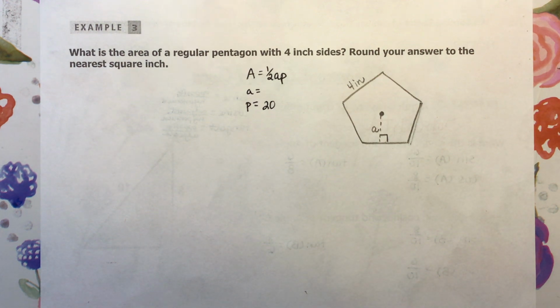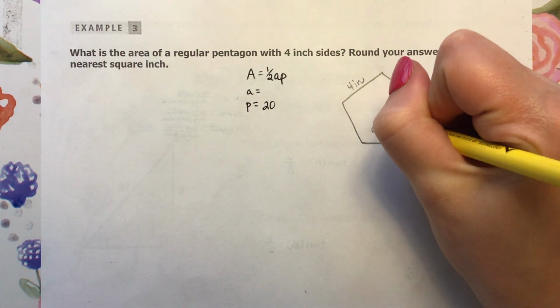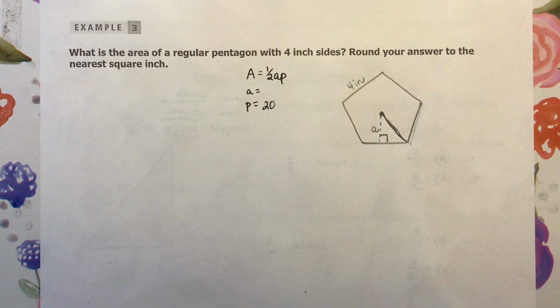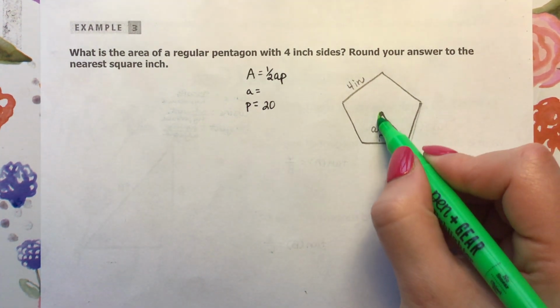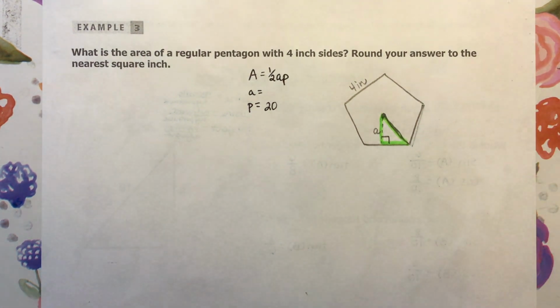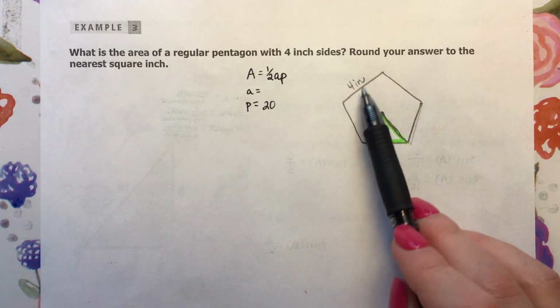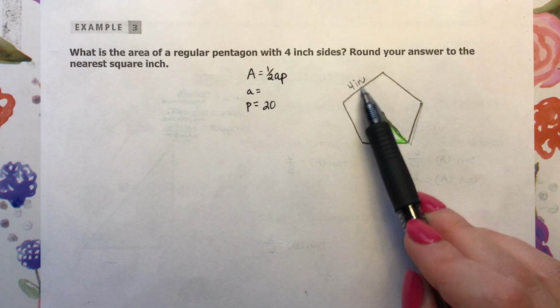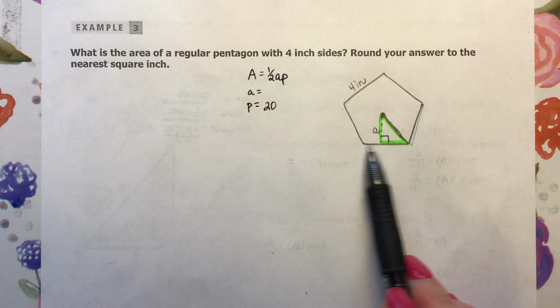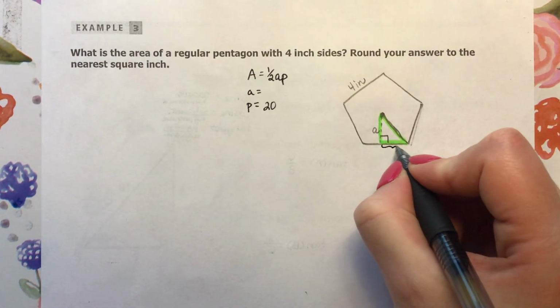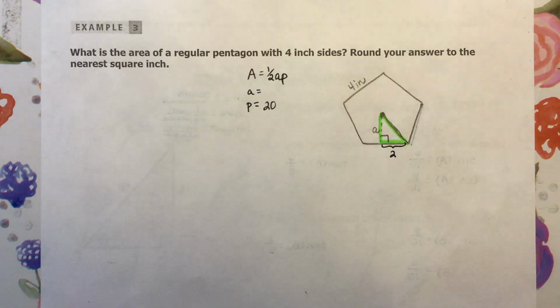So I'm going to draw in a right triangle. And we are going to focus in on this right triangle right here to help us figure out how tall the apothem is. But what I want you to know is, because all the sides are the same length, if this side is 4, then this whole side down here is 4, which means half of it would be 2. So I'm going to say from here to here is 2.